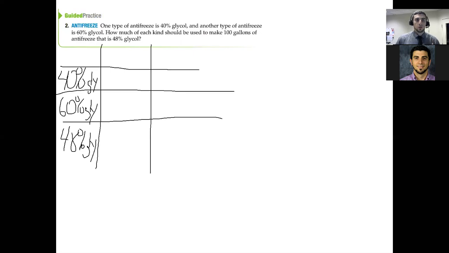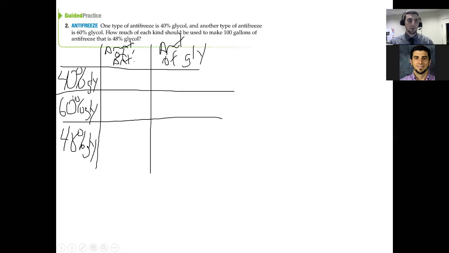Now, the other 2 things that we're talking about is how much antifreeze and the amount of actual glycol. It says how much of each kind should be used to make 100 gallons. Okay, so this column is going to be the amount of antifreeze. In this column, we're going to make the amount of glycol. Okay, because we're going to multiply 40% times whatever this is to get this.